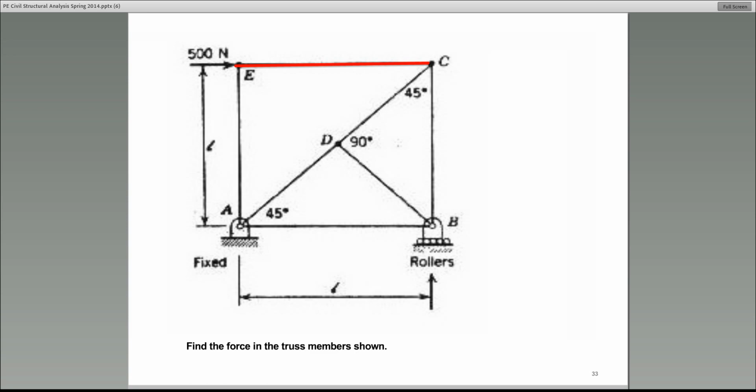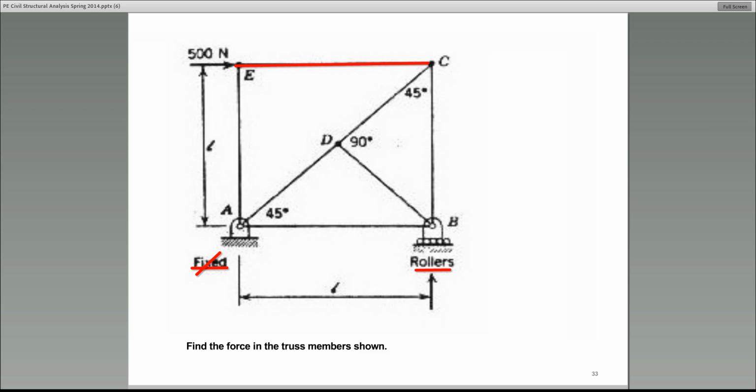By the way, before we do the solution, could you do me a favor? The word fixed, remove that. It's not fixed. That's a pin. At the point A, make that a pin support. At the point B, it's a roller support. All right?